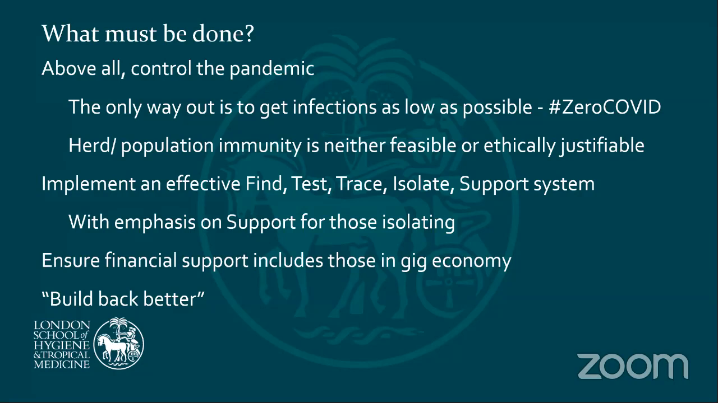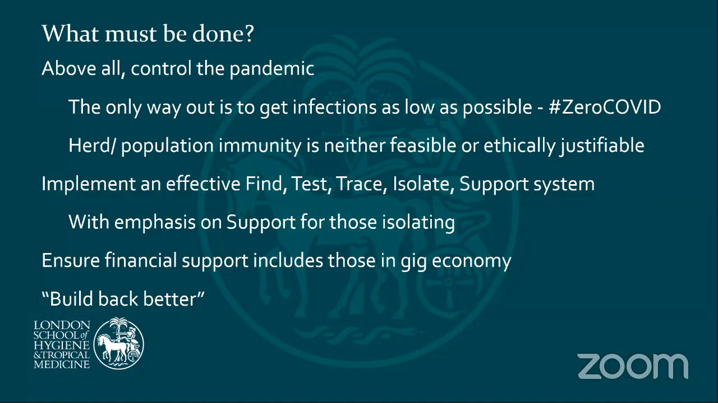What do we need to do? Above all, we need to control the pandemic. The only way out of this is to get infections as low as possible. Zero COVID doesn't mean no infections. It does mean that when outbreaks occur, they are clamped down on very quickly with very effective find, test, trace, isolate, and support systems, with a particular emphasis on support for those isolating. We know that less than 1 in 5 people who should be isolating are doing so.